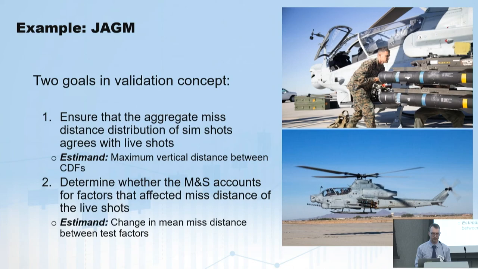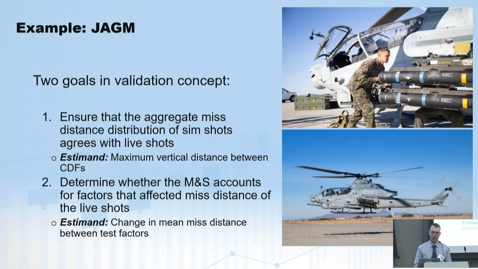The other goal was to determine whether MNS accounts for factor effects. What are the factor effects that affect miss distance between the sim and the live? The estimand would be we would look at the change in the mean miss distance that's caused by the test factors. So taking goals, taking requirements, and making a plan for what you're going to do with the data, that's the estimand, and that's really the benefit that statistics brings.